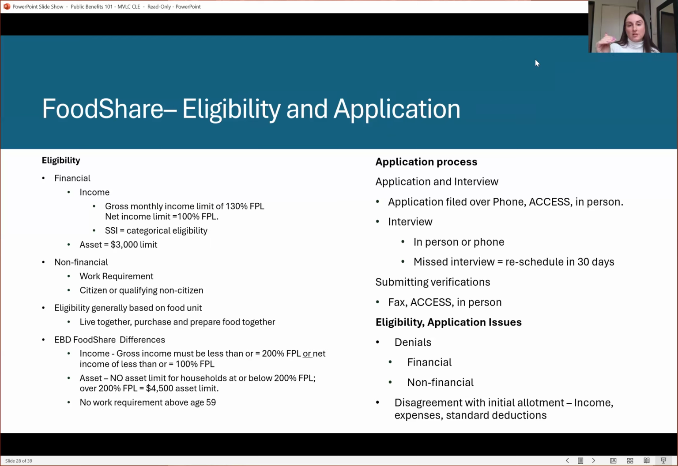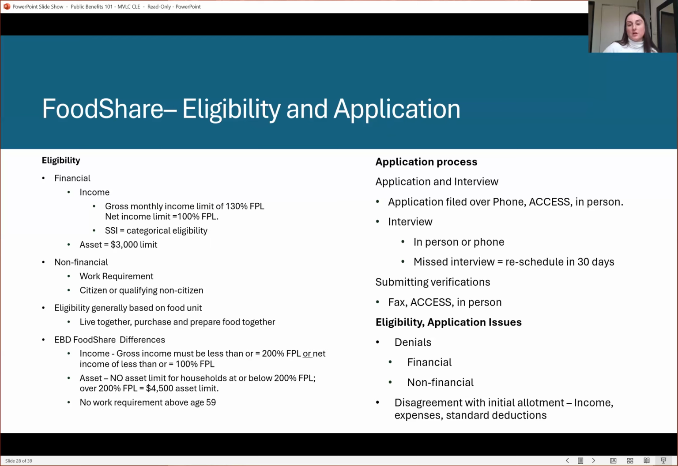I just outlined the application process there. The most important difference between this and Medicaid is that there's an interview. A lot of people tend to miss their scheduled interview. They try to reschedule them twice. But if you miss that reschedule, then you really need to try to reschedule it within 30 days or they'll close your FoodShare case. And then denials for non-financial eligibility and financial eligibility can come up.